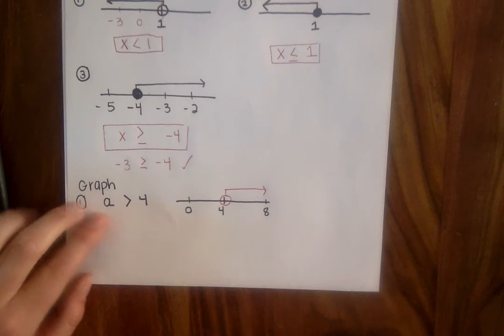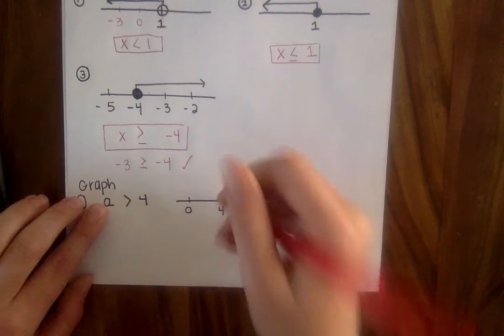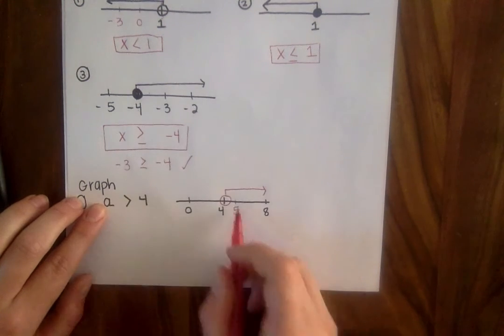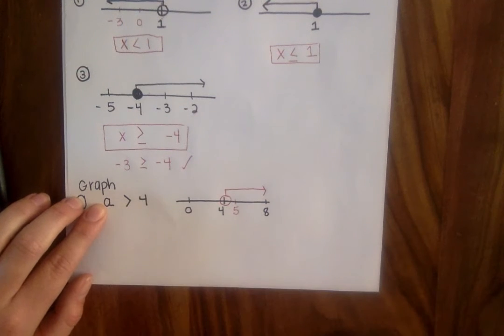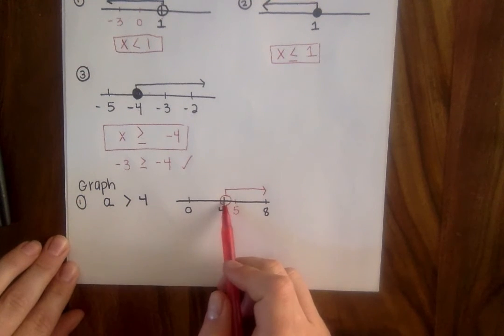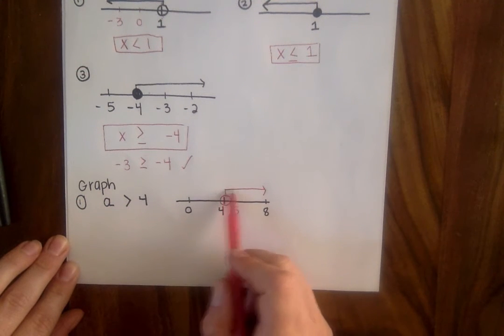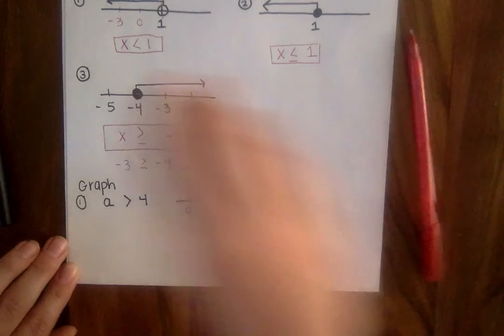4. So 5 is greater than 4. So that could represent 5 all the way to really, it goes on forever. So here's how I would represent that. A is going to be all of my values greater than 4.